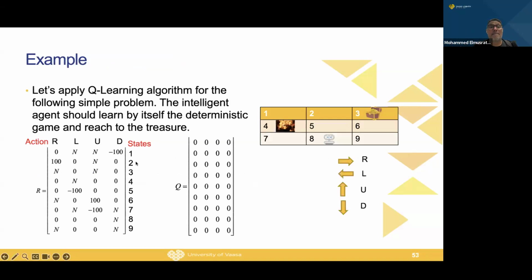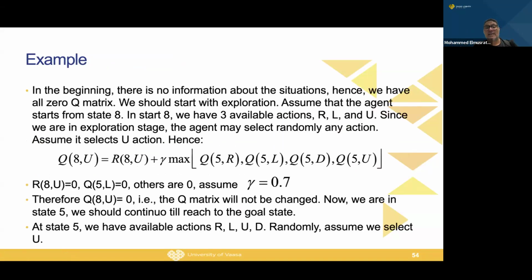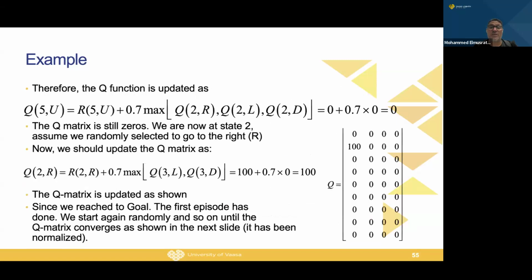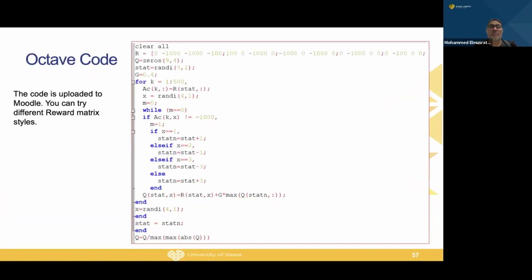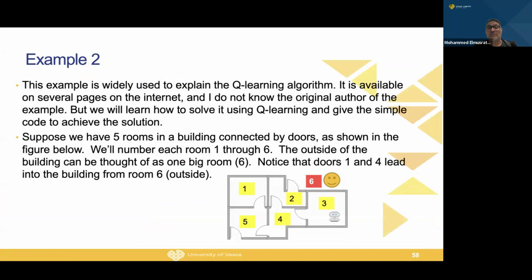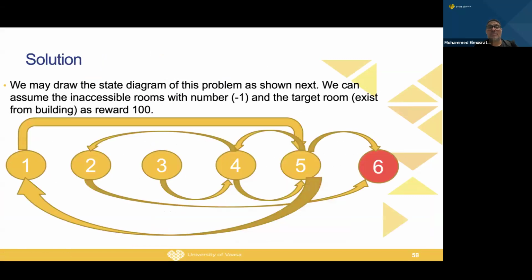So here we have some examples, depending on the example that I explained now on the whiteboard. You can see, and I put it in numbers so that you can understand very well how things are going in Q-learning. Also, I added the Octave code for reinforcement learning. It is very simple, just a few lines. And also another example here.